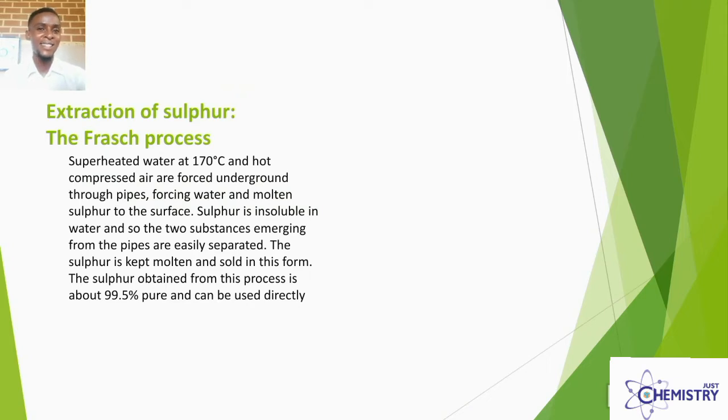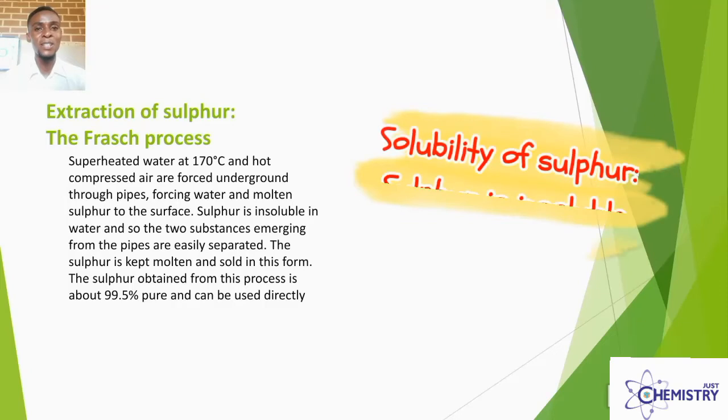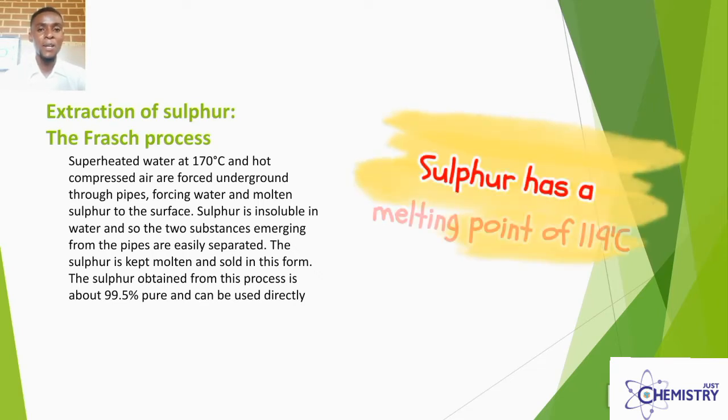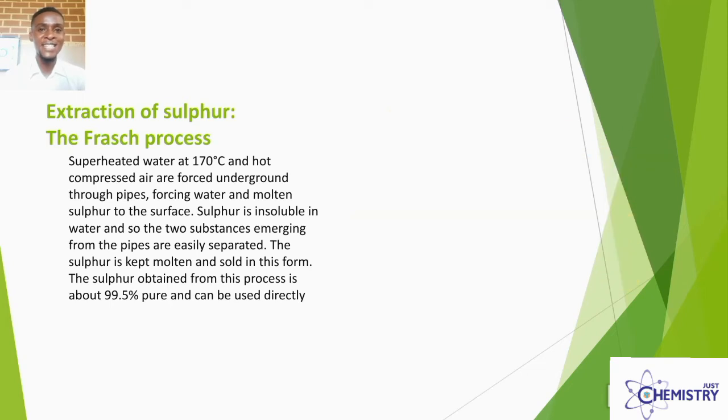The Frasch process. Now, the Frasch process exploits 2 major physical properties of sulfur. The first property is the solubility of sulfur. Sulfur is insoluble in water but soluble in methylbenzene, which is also referred to as toluene, and also soluble in carbon(IV) sulfide, but not in water. The next property of sulfur is its melting point. Sulfur melts at 119 degrees Celsius, while the Frasch process uses superheated water of about 170 degrees Celsius to extract sulfur.